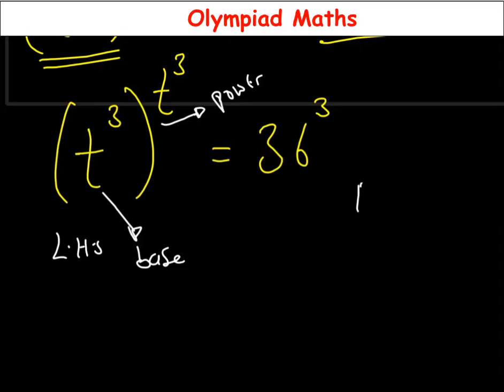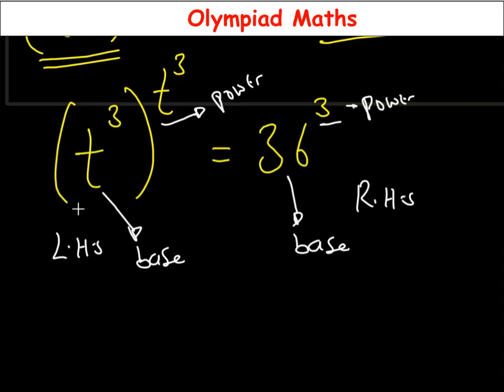But on the right hand side, the base right here, which is 36, and the power right here, which is 3, you will notice that the base and the power are not equal to each other. And the goal is for us to make the base equal to the power. So we are going to manipulate this such that the base will be equal to the power. And how do we go about it? It's very simple. So follow me.